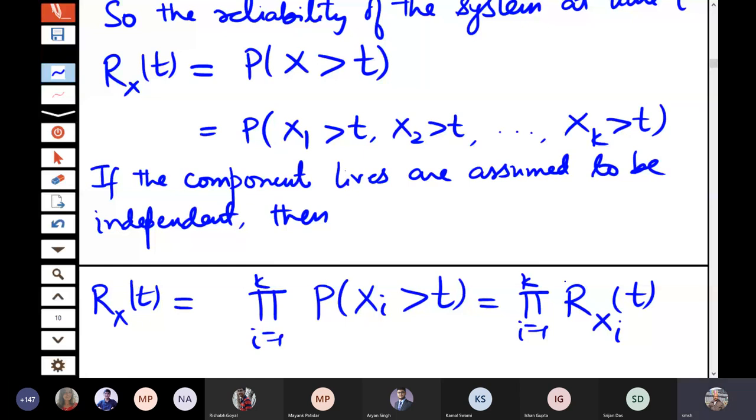Now, if you say 0.9 is very good, but if I have two systems, then it becomes 0.9 into 0.9, that means 0.81. So suddenly from 90% it has become 80%. Suppose I have three systems, then it becomes 0.729. So it is coming down to 70%. And you can easily think what happens if I consider say 10 such things. So what will be the reliability then?